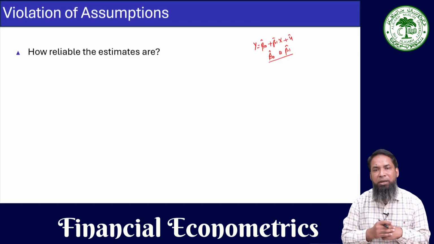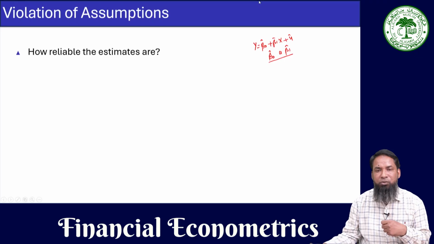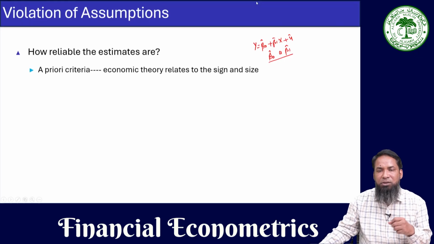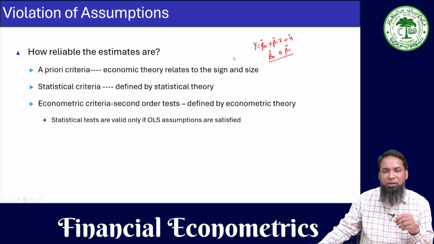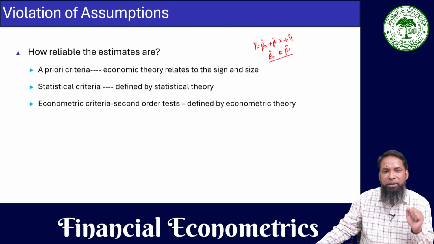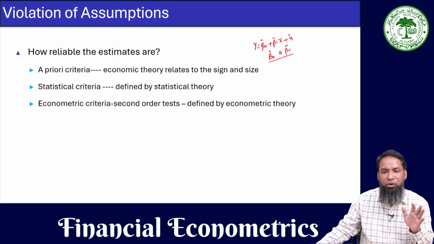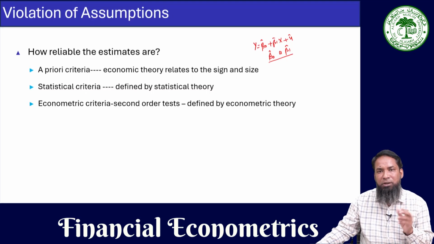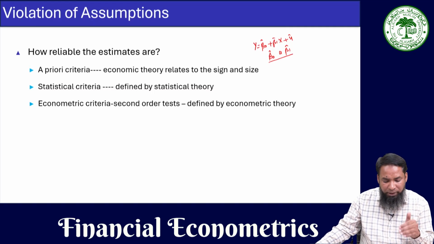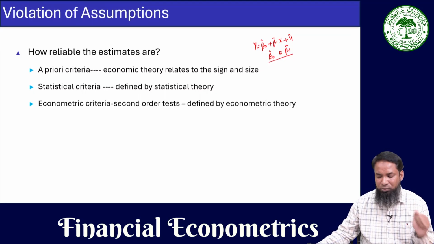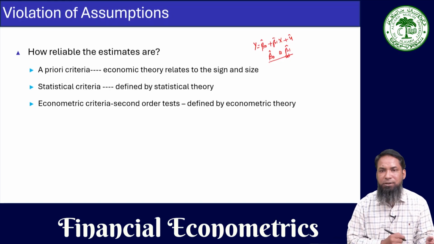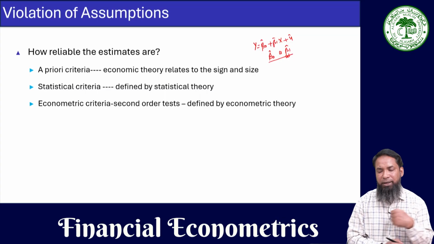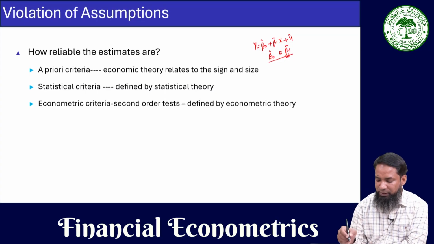To check the reliability of these two estimates, we depend on three criteria: the a priori criteria, the statistical criteria, and the econometric criteria, which are the second order tests. In the a priori criteria, we basically use economic theory to find out the reliability of these estimates. How do we do that? Let us take an example here.